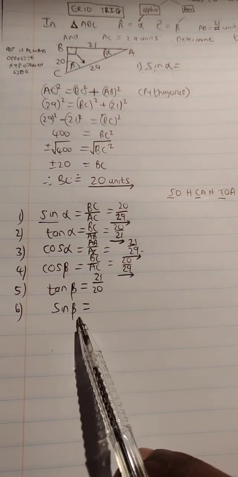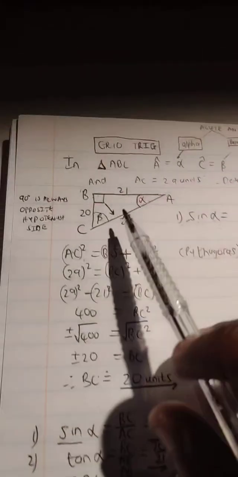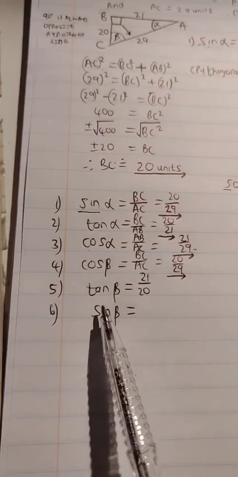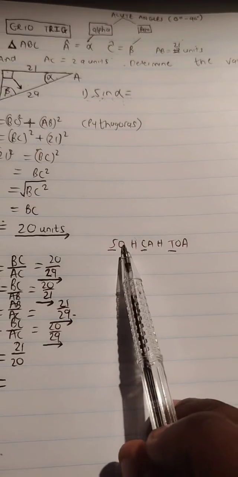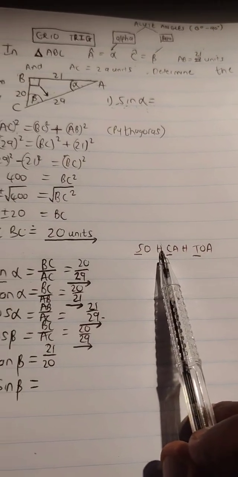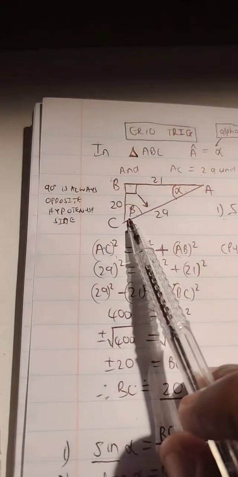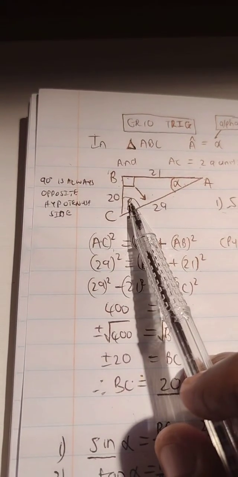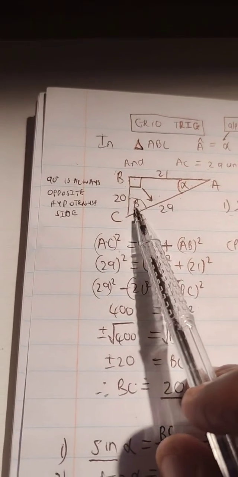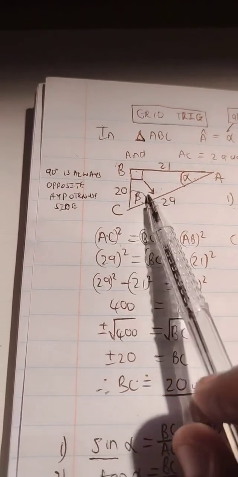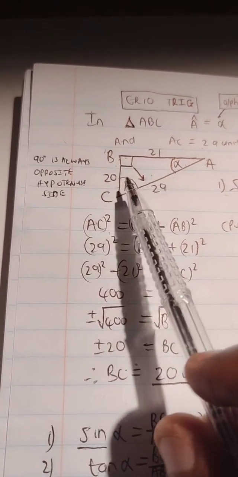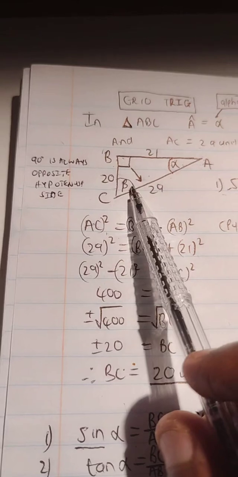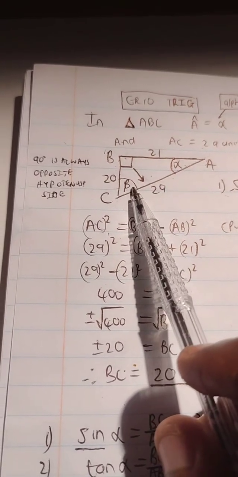Sine of beta. Once again, where is beta? Here is beta. What is the definition of sine? Opposite over hypotenuse. Where is the opposite side in relation to this angle, and where is the hypotenuse? Because our frame of reference has changed. We are no longer looking at this angle, we are looking at this angle. In relation to beta, which one is the opposite side? Which one is the hypotenuse?